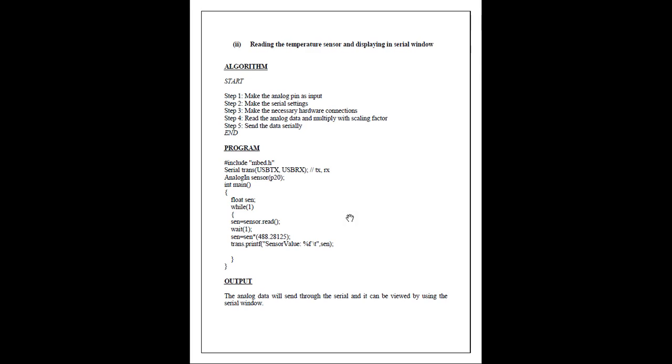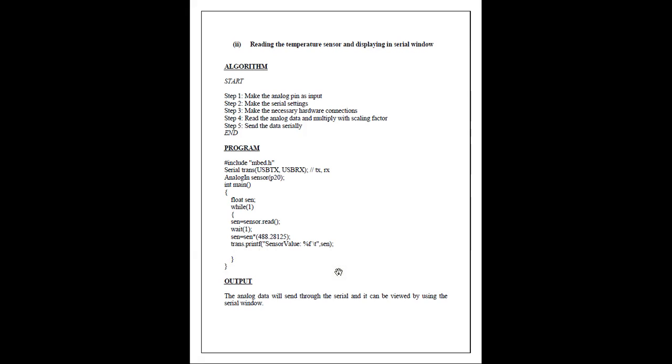for getting the temperature sensor values. For that purpose I am initializing the serial transmission, USB TX-RX, and port pin 20 as the analog input. I will be connecting the temperature sensor to this pin 20, and I will be getting the values into the variable that I have declared, the sensor variable. By using sensor.read, I will be getting the values, and I will be multiplying those sensor values with a scaling factor, and giving those sensor values to serial.